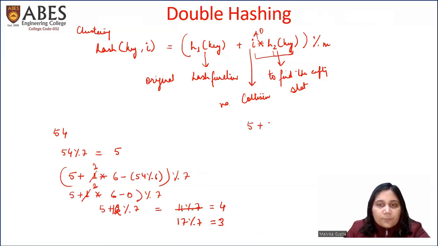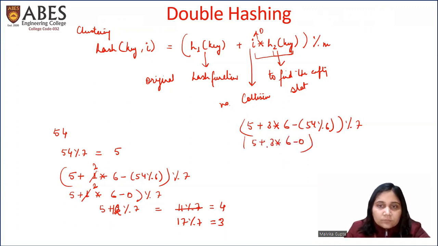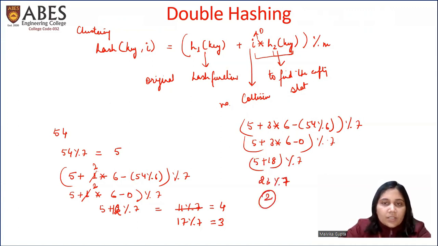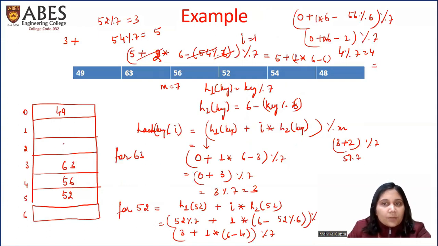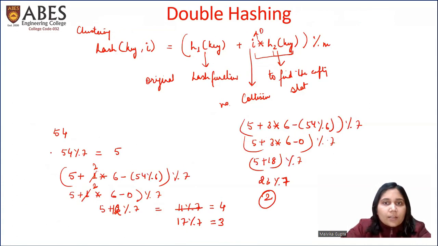So I will write 5 plus 3 multiplied by 6 minus 54 mod 6, modulus 7. So if I write 5 plus 3 multiplied by 6 minus 0, mod 7, it is 5 plus 18 mod 7. So it will be 23 mod 7. 23 mod 7 means the value is 2. So let's check whether it is empty. Yes, at second position, I can put this value 54. Now check for 48. Can I put my value 48?